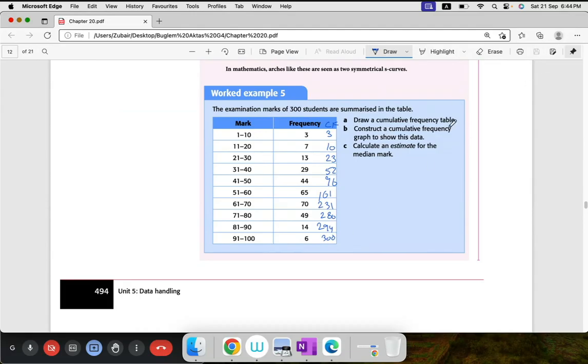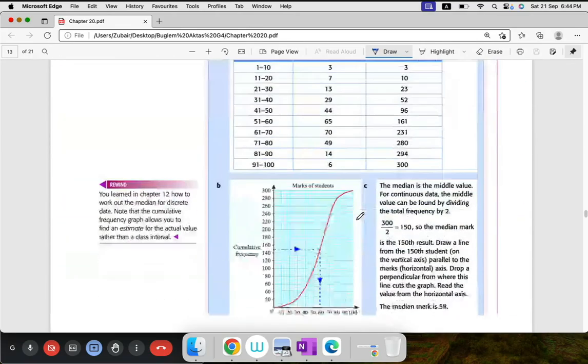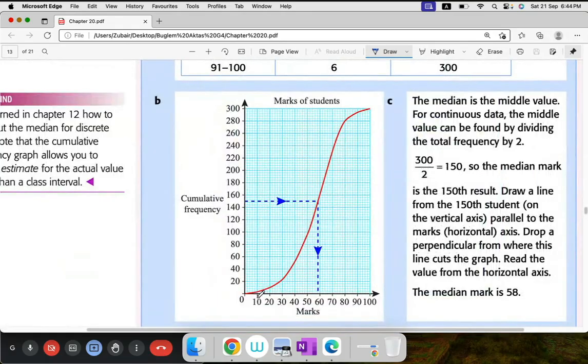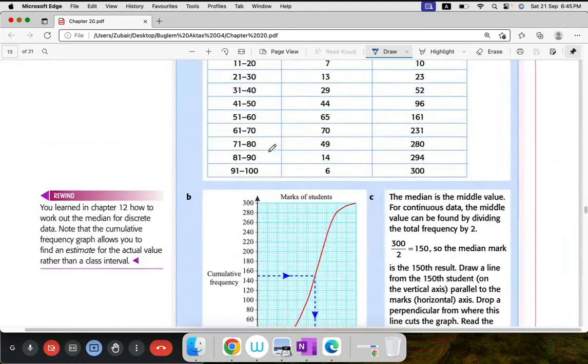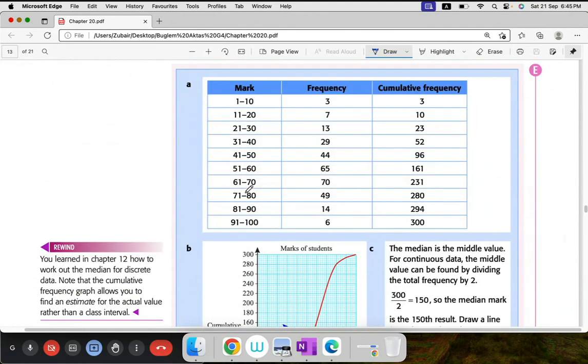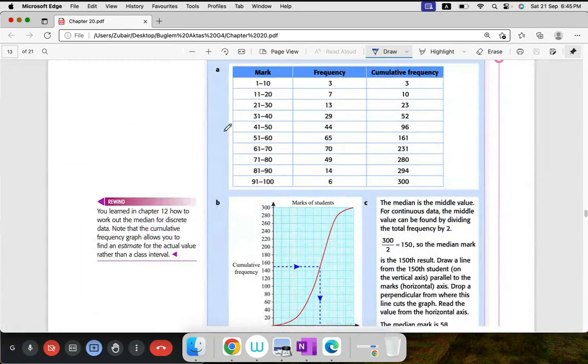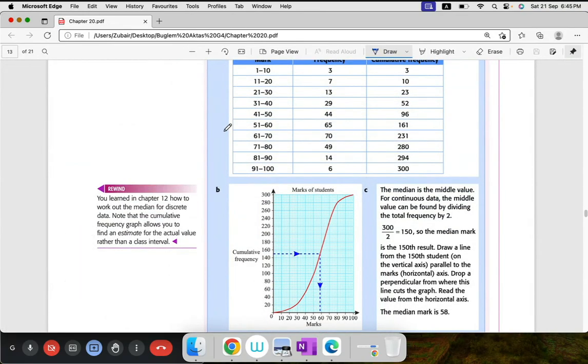The second part says construct the cumulative frequency graph to show this data. So marks are on the x-axis, cumulative frequency is on the y-axis. See these marks on the x-axis and cumulative frequency 0 to 300 on the y-axis. The graph with cumulative frequency would just be a line graph using the upper end values only. This point 3 is plotted against 10. This point 96 is plotted against 50. This point 100 is against 300.